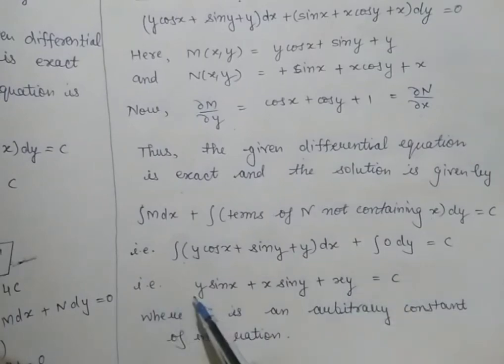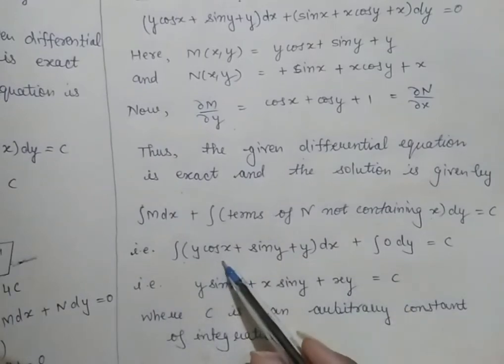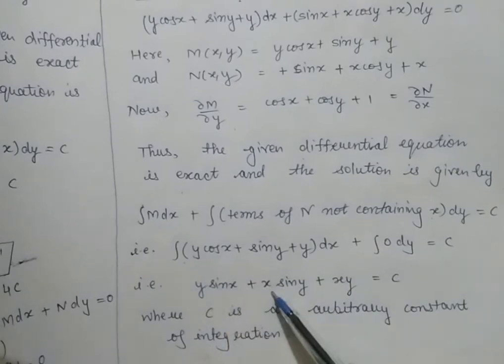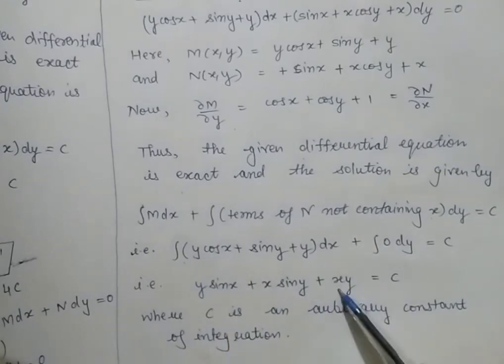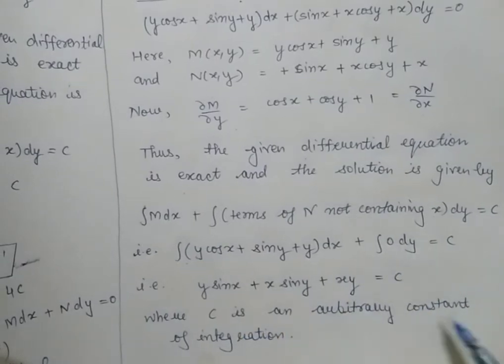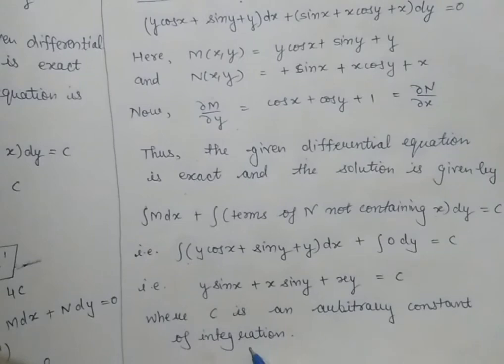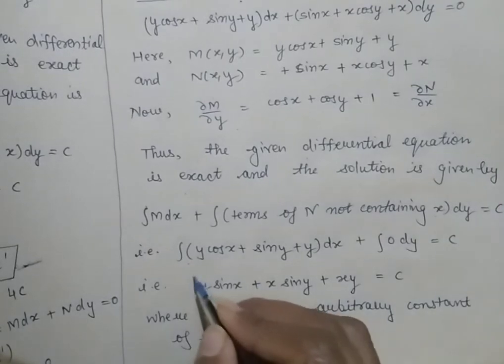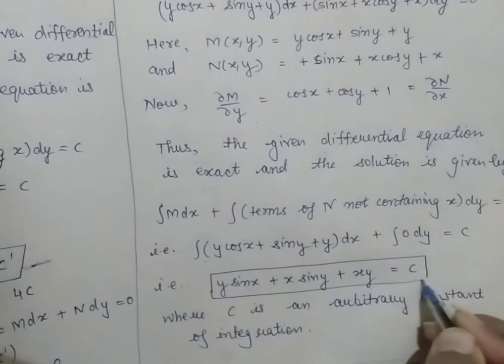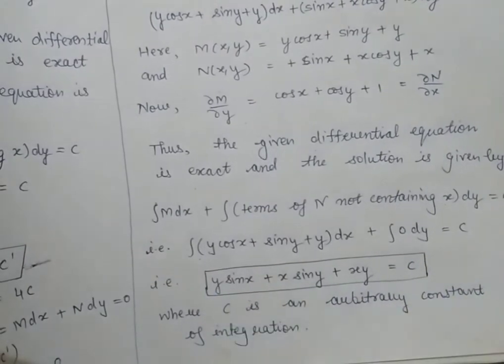Now we integrate, that is, integrate with respect to x keeping y as a constant. So this is y sin x plus x sin y plus xy equal to c, where c is an arbitrary constant of integration. This is the general solution of the given differential equation.